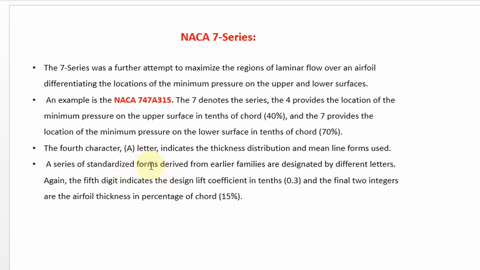In this case they are following the A series, that is what they are mentioning for the fourth digit. Forms derived from the earlier families, designated by different letters, maybe A or some other will be available. Again, the fifth digit indicates the design lift coefficient in tenths. The fifth digit we see is 3, that is a tenth of the lift coefficient. And the final two digits as usual indicate the aerofoil thickness in percentage of the chord.